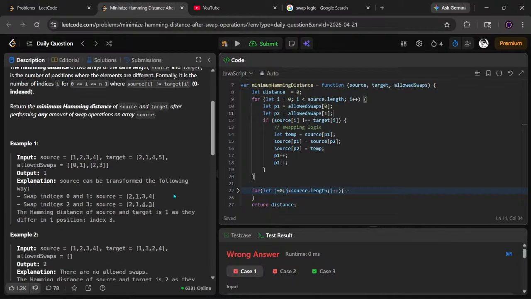Let me see, can't we just check the total number of elements not matching?